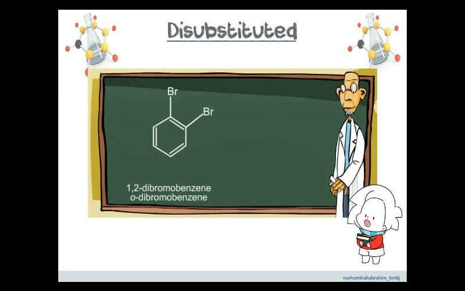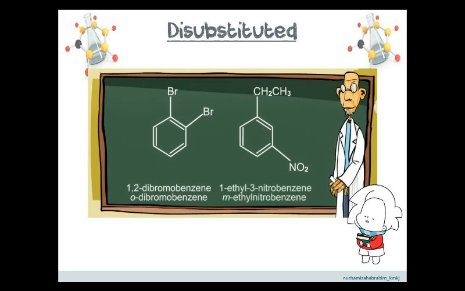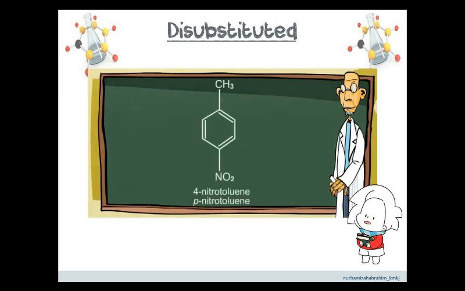1,2-dibromobenzene, or ortho-dibromobenzene, and 1-ethyl-3-nitrobenzene, or meta-ethylnitrobenzene, are examples of disubstituted benzenes named in this way. When one of the substituents imparts a special parent name to the aromatic compound, as for example in the case of toluene, only the position of the second substituent is given. 4-nitrotoluene, or para-nitrotoluene, is the proper name for the compound shown on the screen.